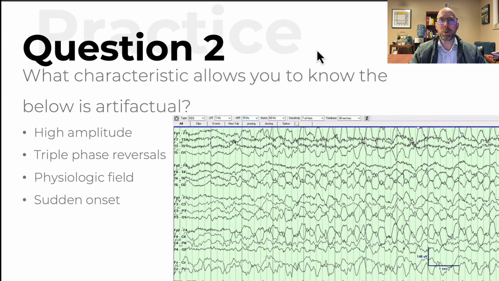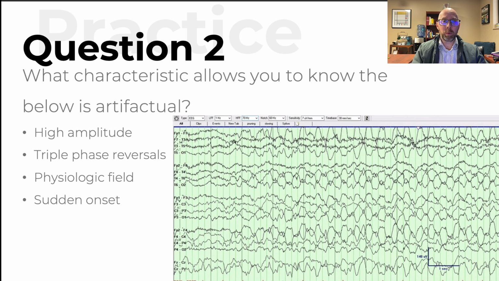It's something to definitely be aware of and not overcall as polymorphic diffuse delta or something of that nature. All right, question 2. What characteristic of this record allows you to know that it's artifactual? Is it the high amplitude nature of the artifact? Is it the triple phase reversals of the artifact? Is it that it has a physiologic field, or that it's sudden onset?